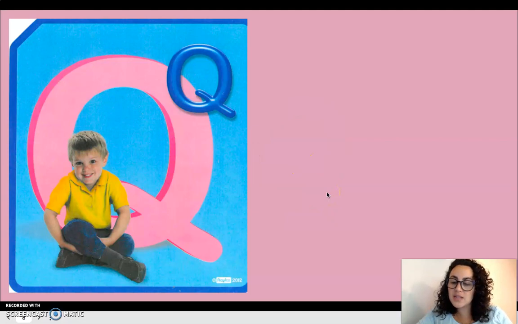Here's how this kid has decided to make a Q with his body. It's pretty creative. Look, the circle is his arms, and then his leg sticking out is that little tail. It's pretty cool to make a Q.